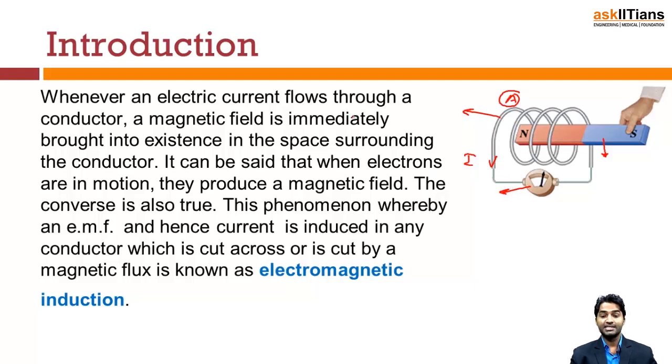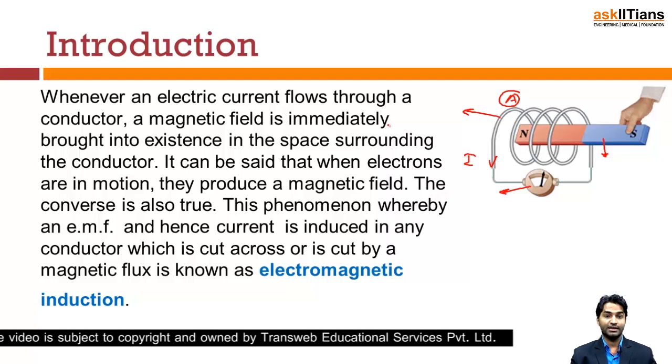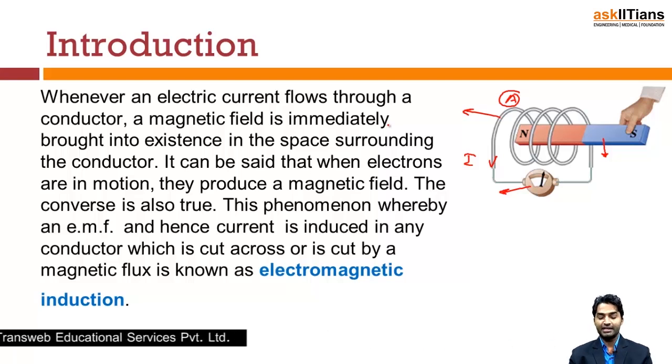It can be said that when electrons are in motion, we are talking about electric current, and the phenomenon whereby an EMF or hence current is induced in any conductor which is cut by magnetic flux is known as electromagnetic induction. This is just the basic introduction to this chapter: bringing a magnet into the area of a coil, some induced EMF with induced current is reflected by the galvanometer connected across the secondary coil, and this is electromagnetic induction.